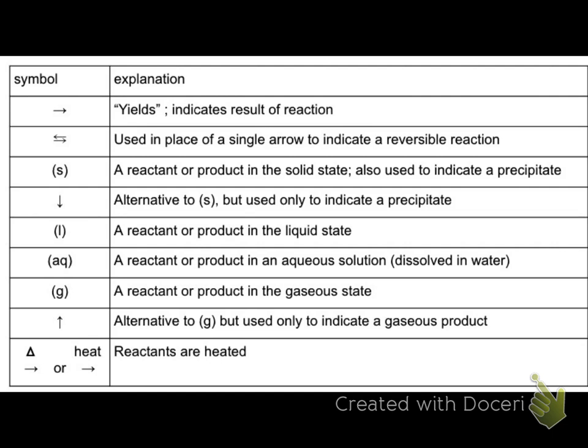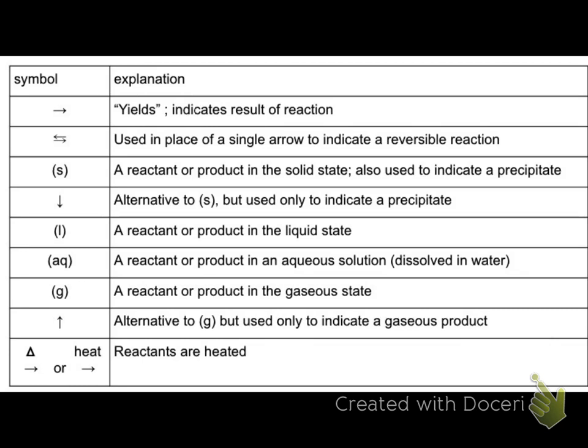Okay. And then finally, if you have parentheses around a lowercase g, that means that the reactant or the product is in the gaseous state. Okay, so letters in parentheses generally tell you about the state of the reactant or the product. You can use an upward pointing arrow as an alternative to a lowercase g in parentheses, but only to indicate that a product is a gas.